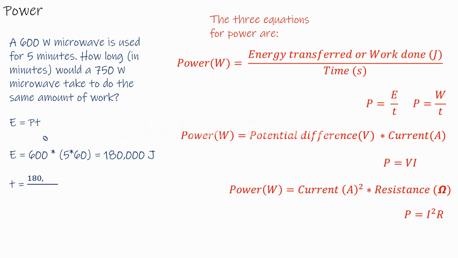And now from here we can say that T equals 180,000 over 750. Again, this is just the same equation rearranged, except this time we are inputting our energy from the first microwave, and then we are using the watts from the second microwave to put it in the equation T equals W over P, and then we're going to get an answer of 240.